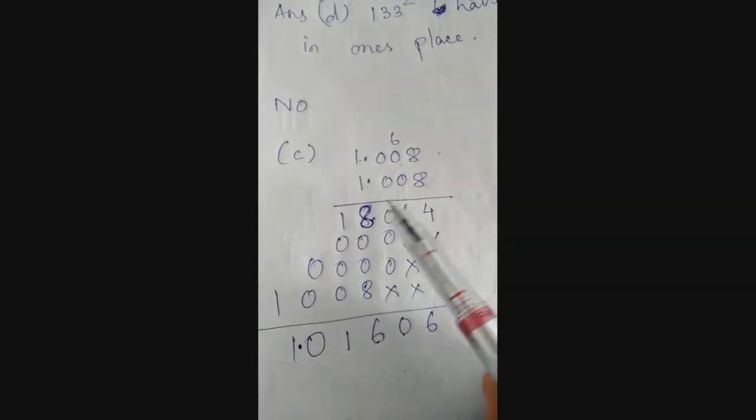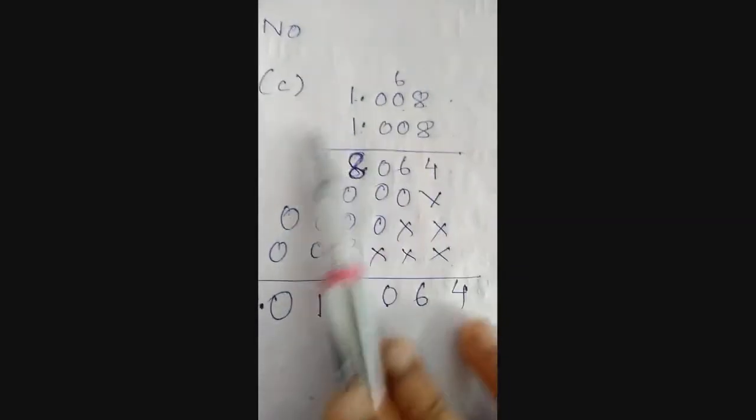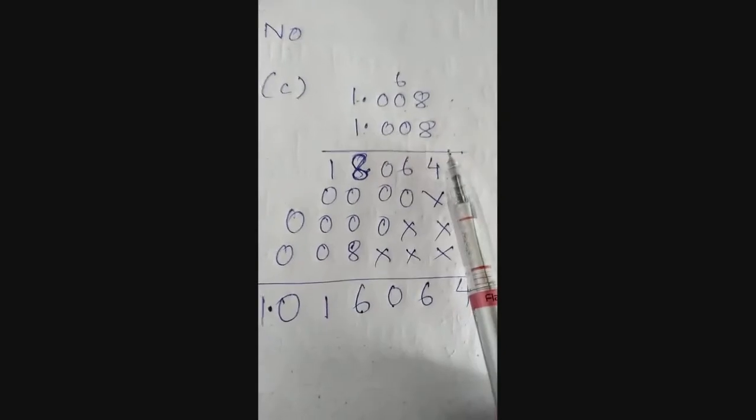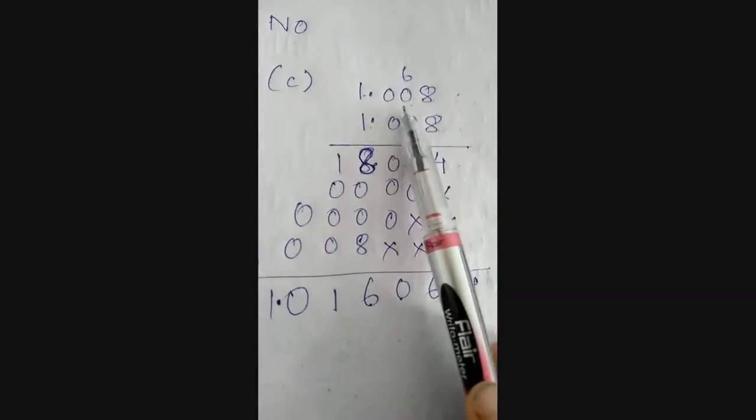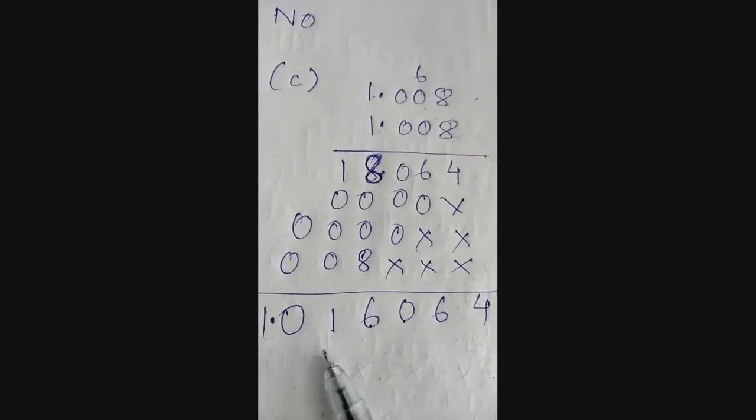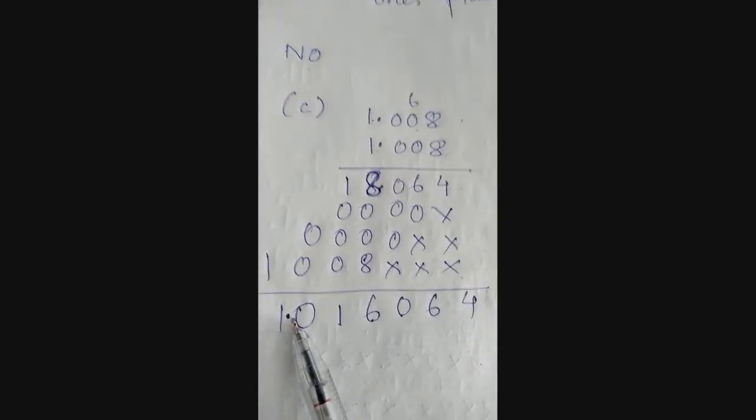I have solved it. Question number 6C. 1.008 into 1.008, how many digits are there after the point? 3 and 3, 6. So what you have to do? Very simple. You have to find the product without placing any decimal here. You find out the product first, and the answer will be 1016064. And now your duty is to place the decimal. Where will you place it? How many digits are there after the decimal? 1 2 3 4 5 6. So let us count from here. 1 2 3 4 5 6. So before 6 digits we have to place the point. Is it clear to you, all of you?